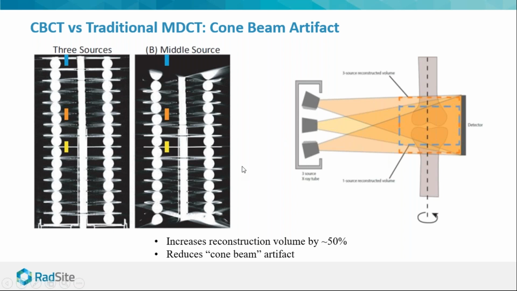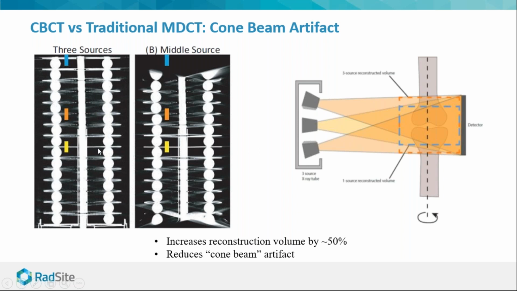To try and ameliorate that, we introduced our system to have 3 X-ray tubes positioned along the axis of the patient. And you can see the same phantom imaged with the 3 sources. Although it doesn't remove the cone beam artifact completely, it certainly helps.